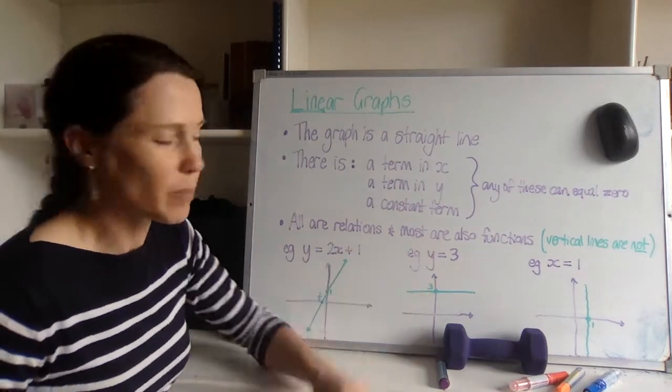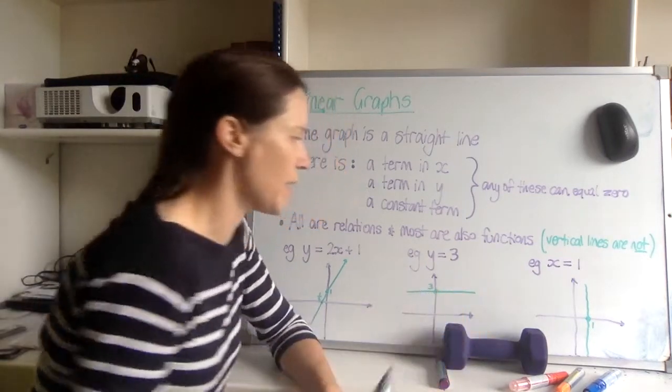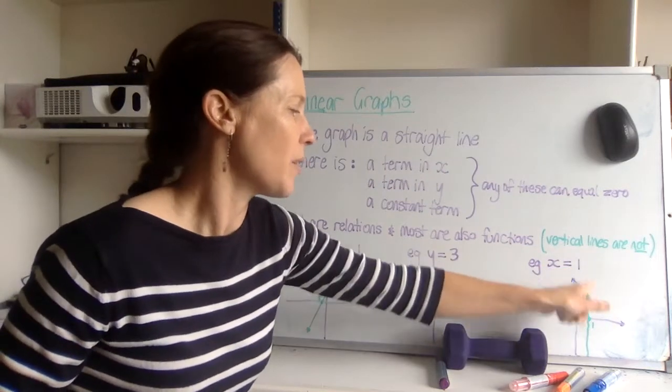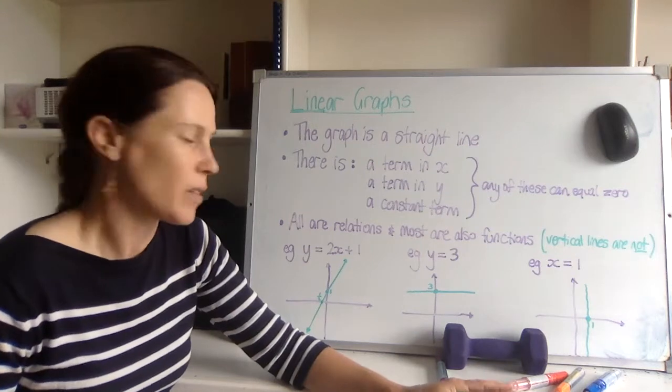Now, if it's missing the x part, but it has y's, then effectively it makes it a horizontal line. And if it's missing the y's, and it's only got x's and constants, then it will make it a vertical line. Now, people get confused with these all the time. Here's the way to think it through.